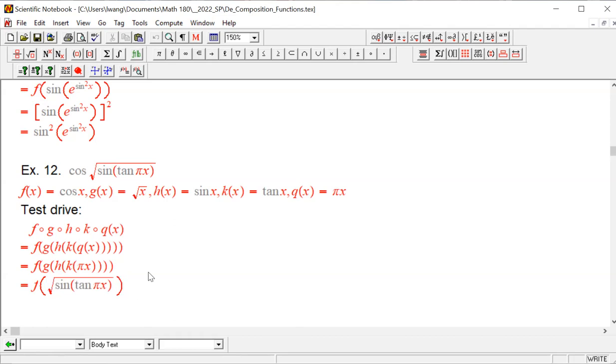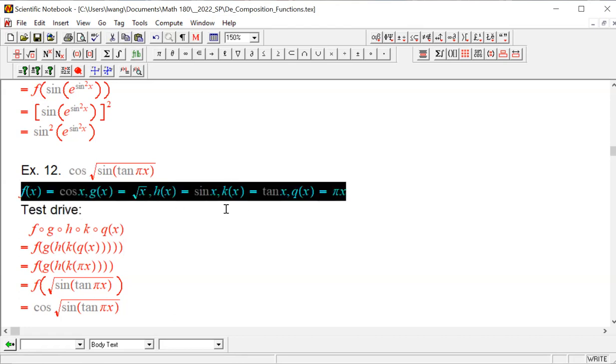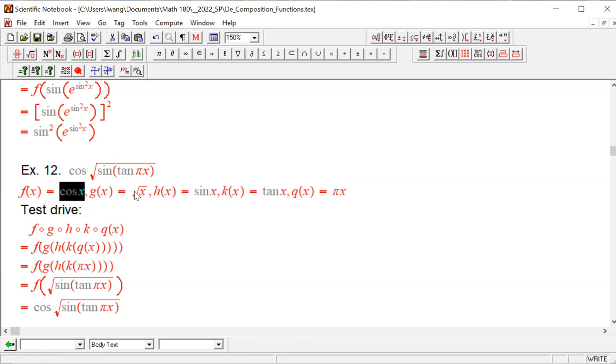You can see layer after layer, right? And last but not least is cosine. Whatever the input, we're going to apply cosine to it. This is the input, therefore we're going to apply cosine to it. And there, we did get the given form. So you can see this function is seen as the composition of so many simple functions, right? Cosine is basic. Square root of x is basic. Sine x is basic. Tangent x is basic. And pi x is basic.